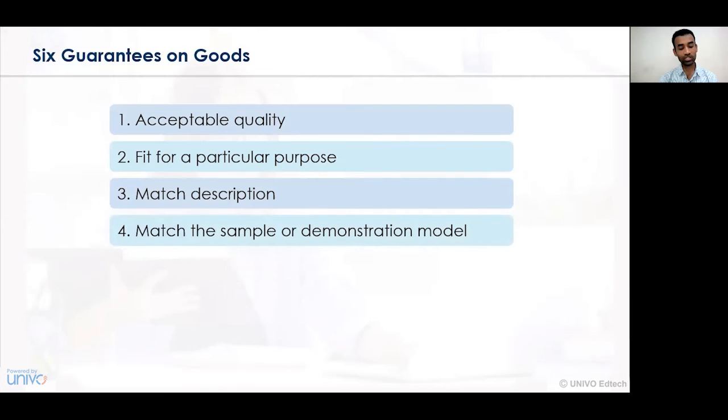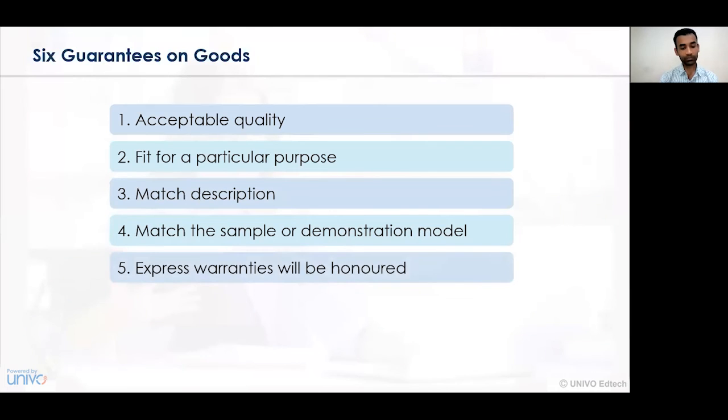Match the sample or demonstration that has been modeled. If a certain model is displayed and you purchase the goods and services on the basis of that model, then the maximum number of goods should match the sample or the demonstration. This demonstration may be in a written format or in an oral format. If you listen to a certain person and, based on a certain demonstration, you purchase a certain product, then it is always assumed as a part of a guarantee contract that the product should match the sample or the demonstration that was given.